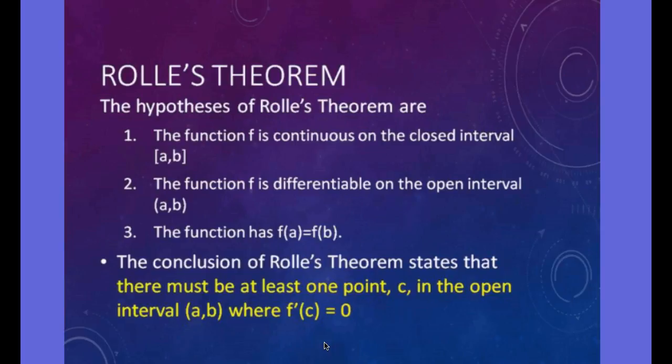So the question could be posed, is there a value on this function where the slope of the tangent line is 0? Or is there a value on this function where there's a slope of 0? So the question's not going to come out directly and ask you to use Rolle's theorem. It's going to ask you about the tangent line having a slope of 0. And then you have to be able to say, oh, it's closed, it's differentiable, it starts and ends at the same point. So yeah, I can use Rolle's theorem and find that.